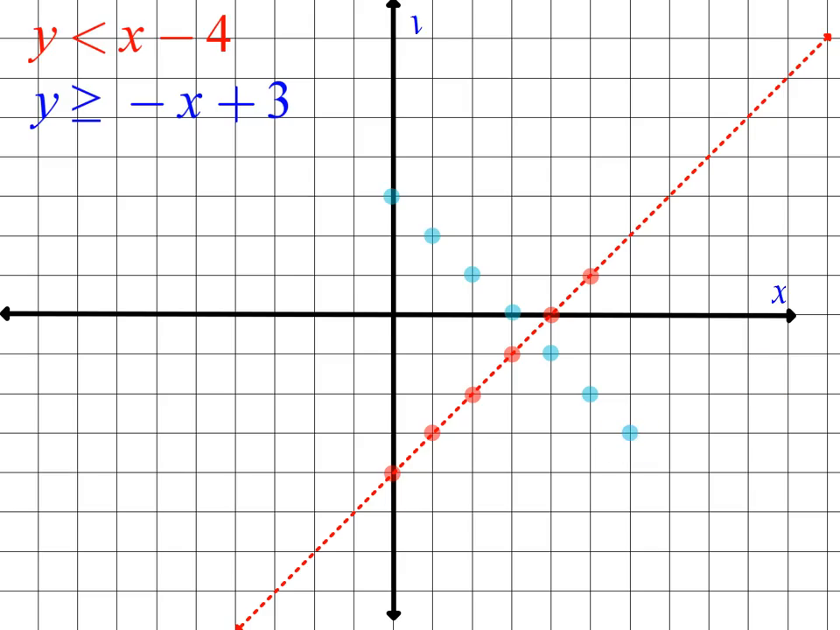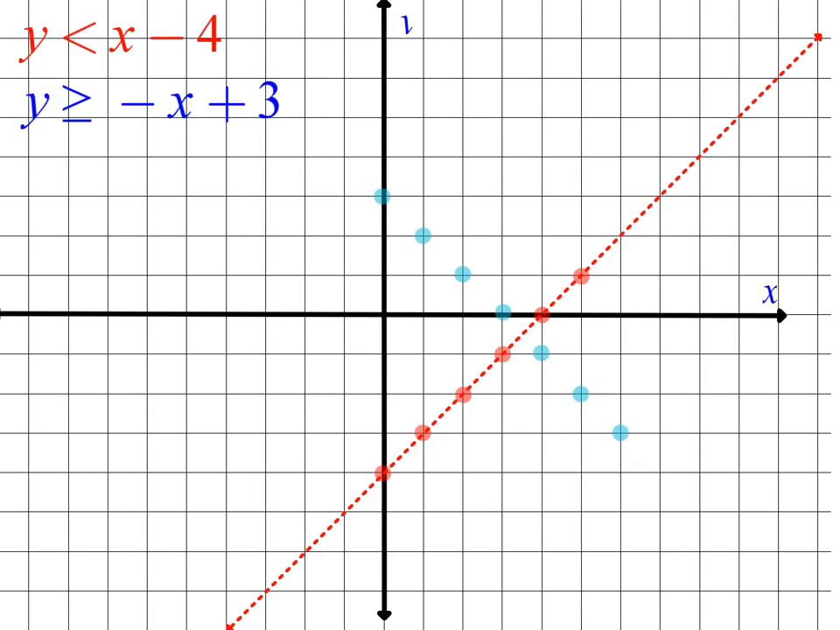But I'm really not going to have to worry about it, because I'm not looking for where the lines intersect. I'm looking for where the shading intersects. Okay, so we'll take this line and we'll drop it all the way across. And notice it is a solid line.